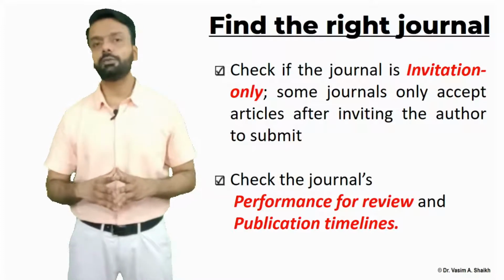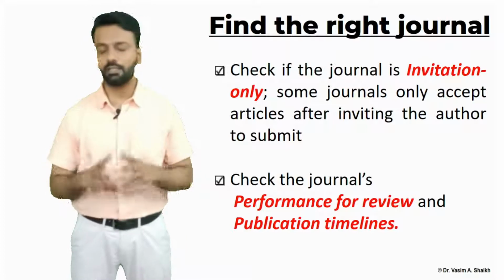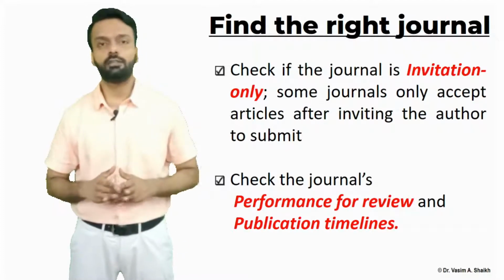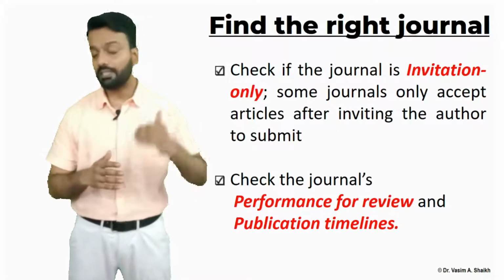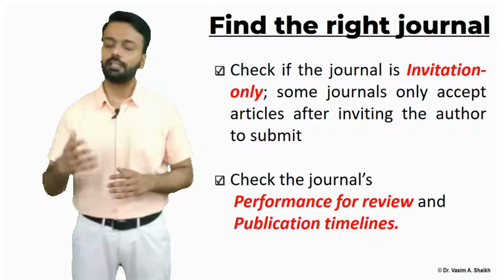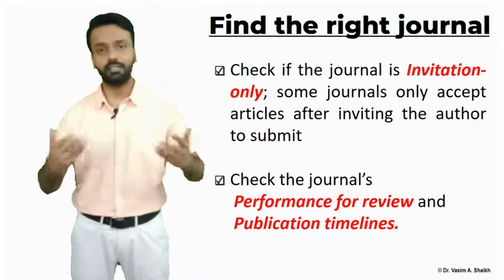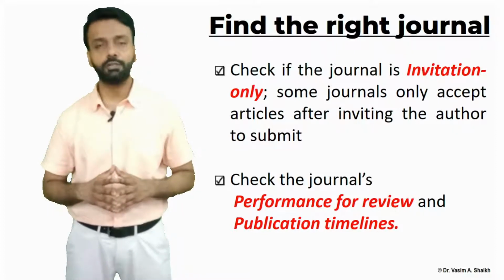One more important thing, you need to look at the publication timelines. This can be easily found on the articles of the journal. So when you scroll through an article, you might have seen that it has the timeline. That means when the article was submitted, when it was accepted, when it was sent for revision, and finally when it was accepted again, and so on and so forth. So all these different timelines are given. You need to see these timelines.